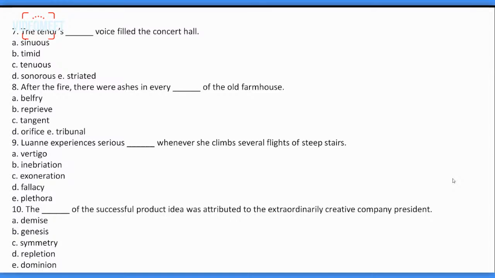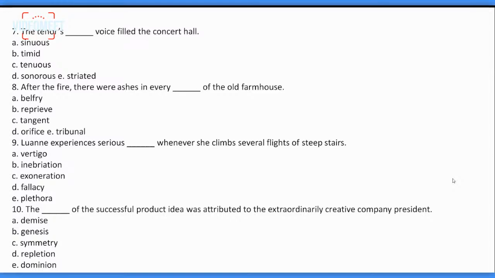Genesis means the act of forming something new. Genesis means the origin, again, the root of something. So the genesis of the successful product idea, that means the origin of the successful product idea, was attributed to the extraordinarily creative company resident. And I would say that makes a lot of sense here, because we're talking about an idea and we're talking about somebody who invented it or came up with it. And again, he is probably the root of the successful product idea.